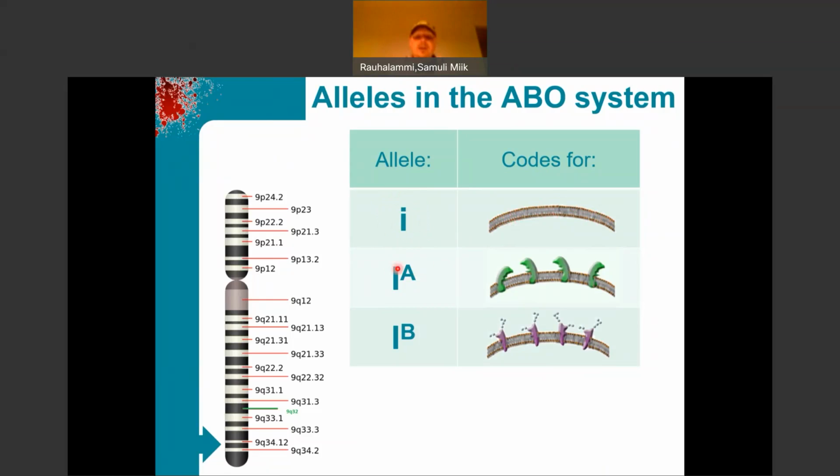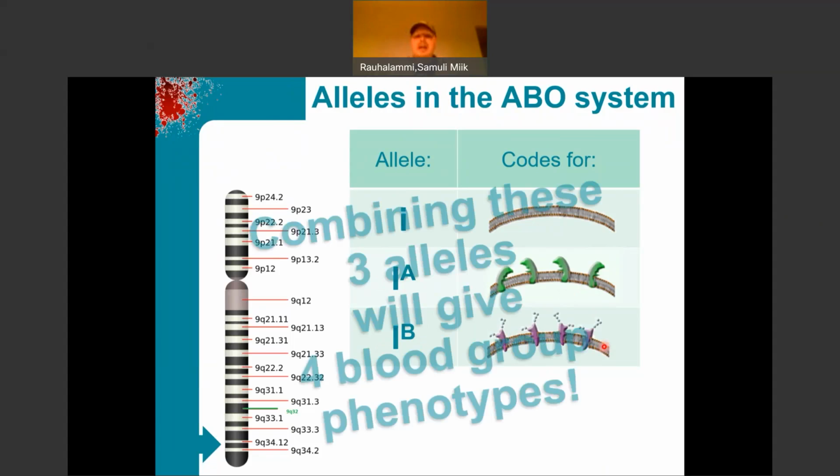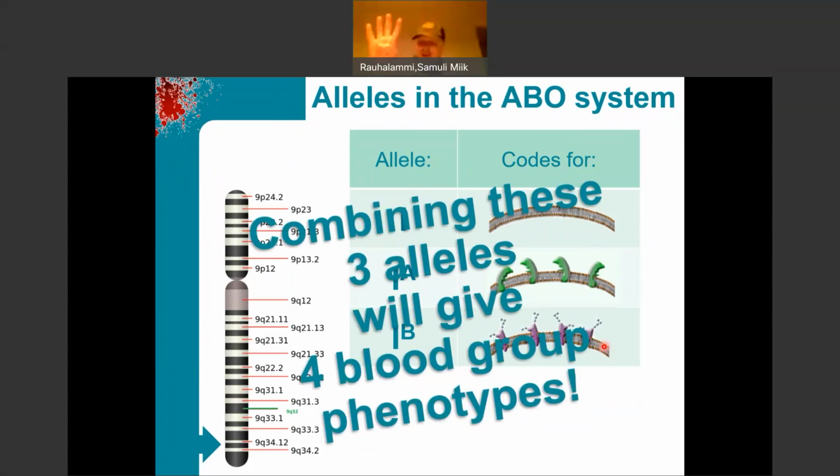You can also inherit an allele for A antigens on your red blood cell surface. We saw that. And the third possible option that you can inherit from your parent is the allele that codes for B antigens on the surface of your red blood cell. So 3 options, but by having these 3 options, we can actually make 4 different kinds of blood groups. Let's have a look at how that works together a little.